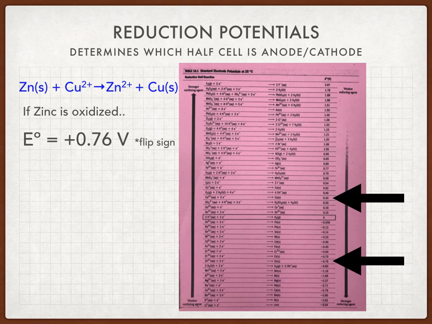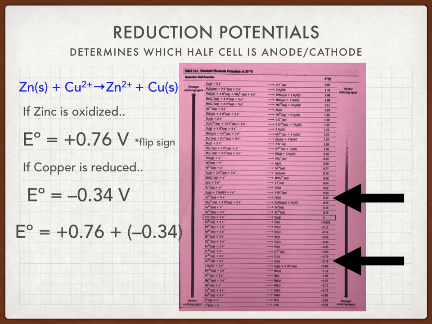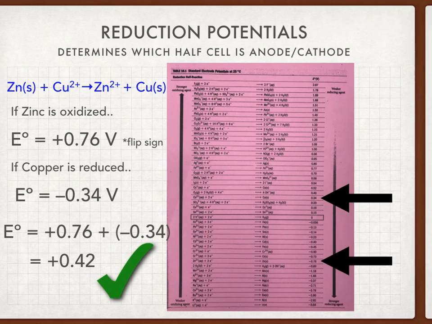Now let's try the reverse, where zinc is oxidized and copper is reduced. This time, the zinc potential value must be flipped because it is the one getting oxidized. Once we add the values for the whole cell, we get the final cell potential to be positive 1.10, which works out to be spontaneous.